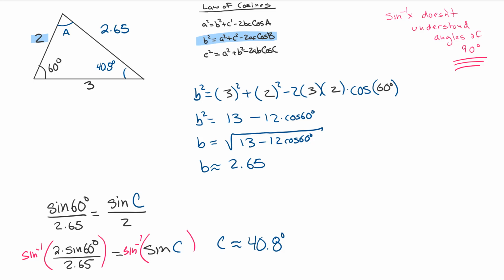So there's your 40.8, and now you're left with the simplest of things to do, and that's to calculate 180 minus 60 minus 40.8, because that's going to get you your solution. So let's see, A is equal to 180 minus 60 minus 40.8, and A is equal to, what is that again? 79.2 degrees. And we've solved the triangle.